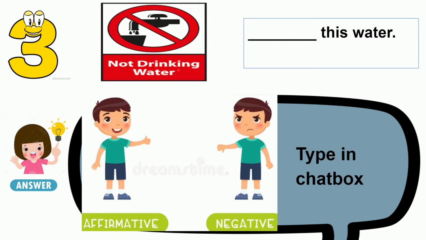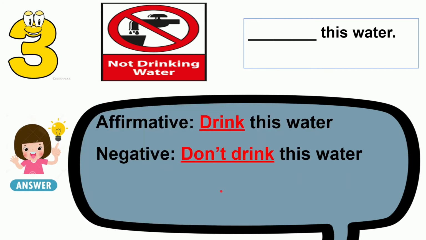Number 3, the signs here show that it is not drinking water. So do you drink this water or don't drink this water? Write down the affirmative or the negative form in the comment section. The affirmative, drink this water. Negative, don't drink this water. So which one is the correct one? It is the negative, don't drink this water. Okay, it's in the red sign, don't drink this water.